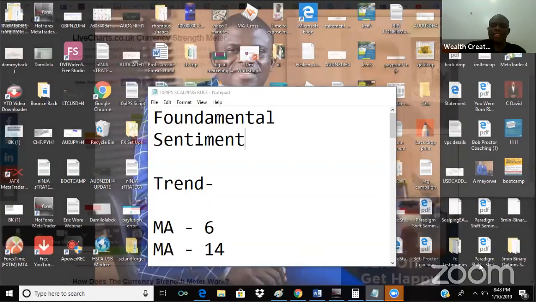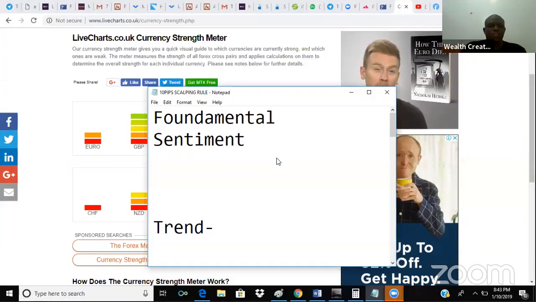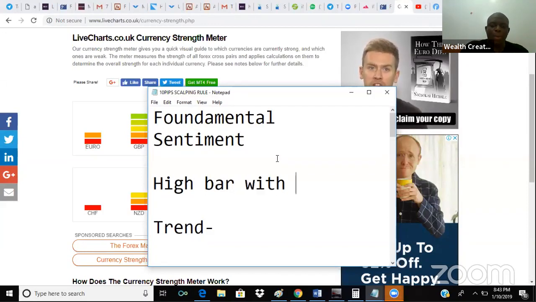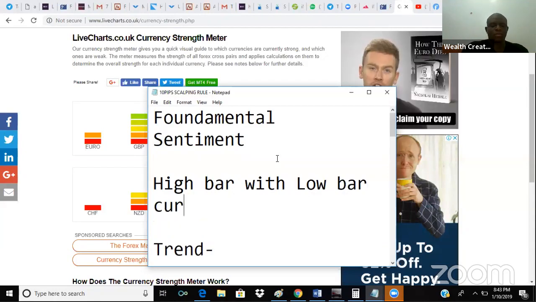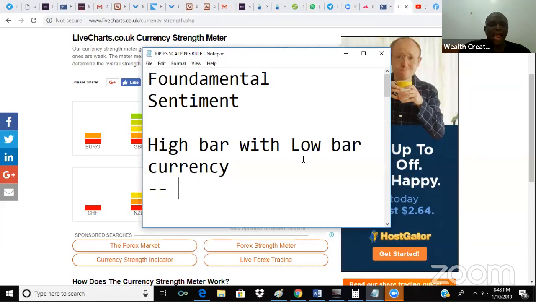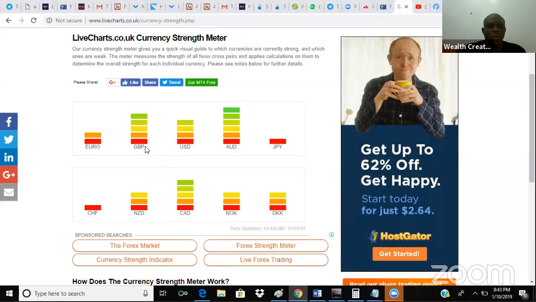So what this means is that you want to cross the high bar with low bar currency. For me, I want to make sure there's an average of 2 to 3 bar difference. What does that mean? On GBP, we have 1, 2, 3, 4, 5. On USD, we have 1, 2, 3, 4. I will not trade GBP USD if my technical calls it as a buy.